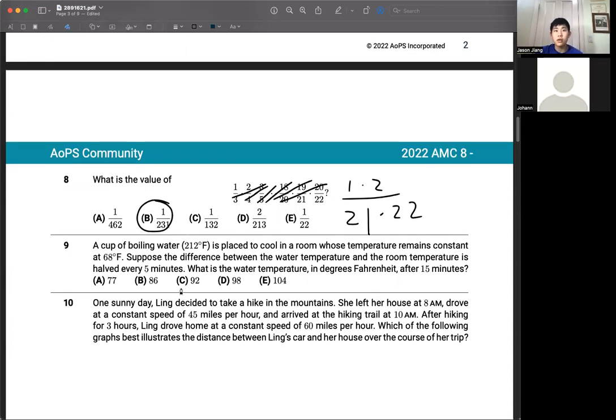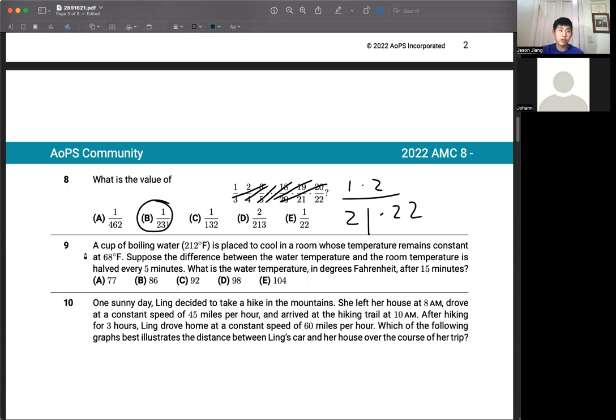Number 9. A cup of boiling water, 212 Fahrenheit, is placed to cool in a room whose temperature remains constant at 68 Fahrenheit. Suppose the difference between the water temperature and the room temperature is halved every 5 minutes. What is the water temperature in degrees Fahrenheit after 15 minutes?